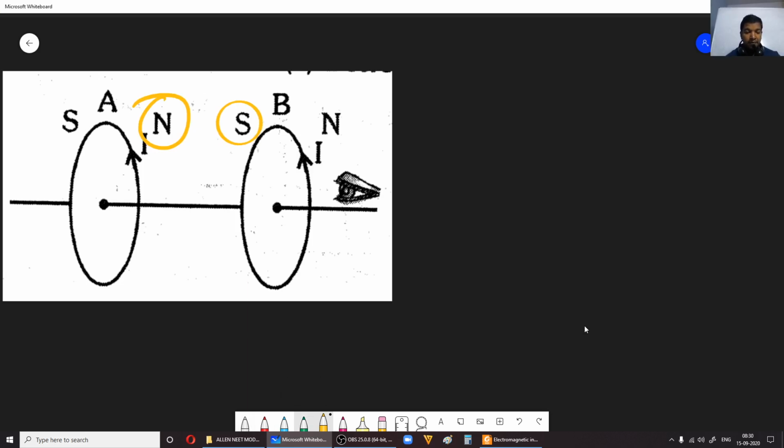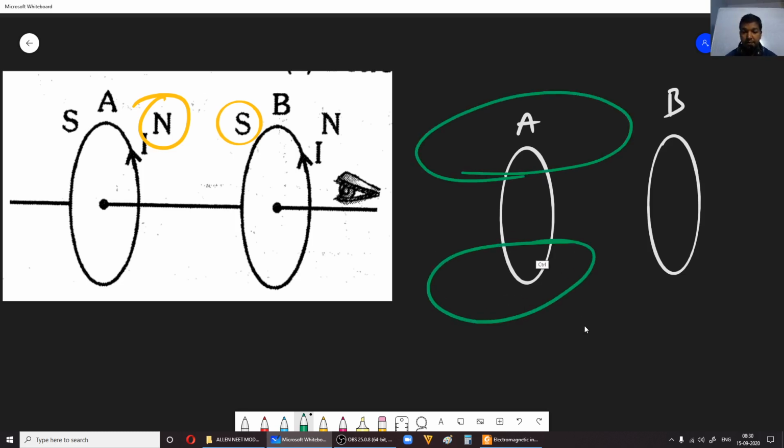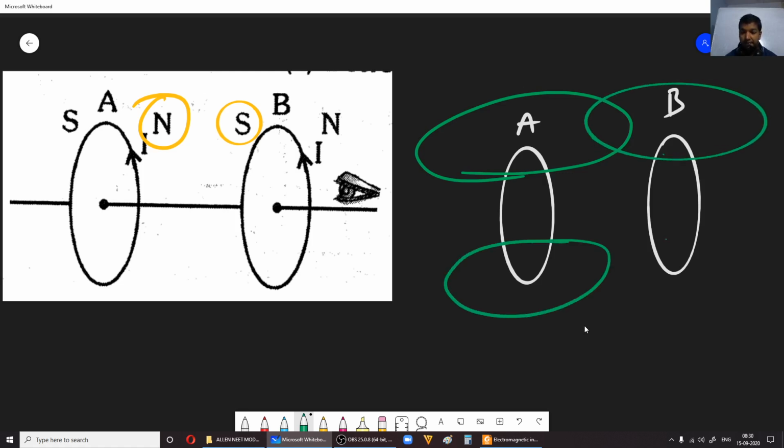Now, if you try to understand the magnetic field pattern, let me write the individual magnetic field patterns. So, this is coil A and coil B. Fine, the magnetic field patterns will be this way. So, I am drawing the individual magnetic field lines now. Okay, so they will be like this. Correct, they will be this way. Right, individual magnetic field lines.